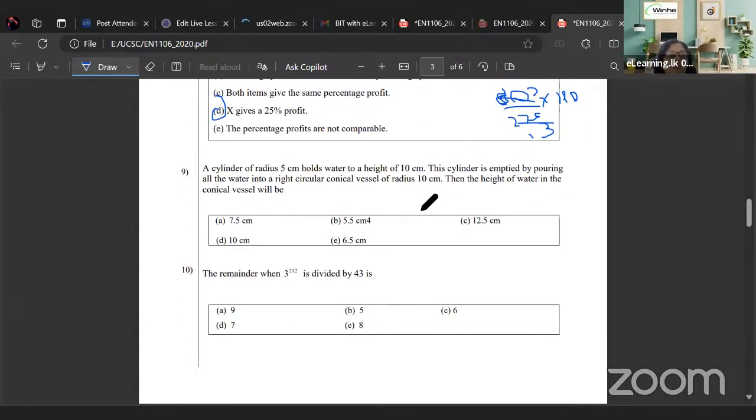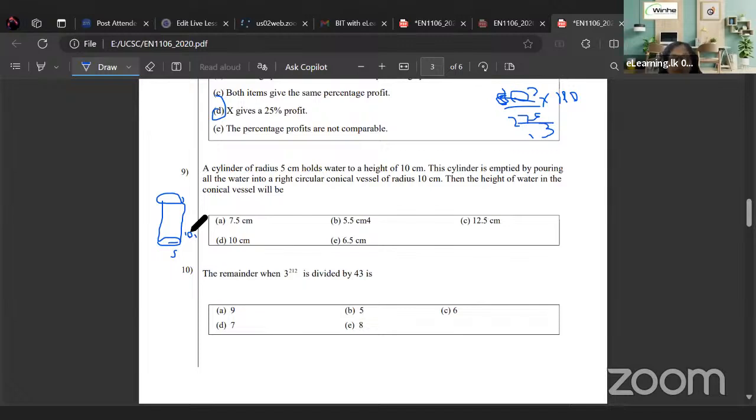A cylinder of radius 5 cm holds water to height 6 centimeters. A cylinder is given. Right? Radius is 5. Height is 10 centimeters. So water is filled. This cylinder is emptied by pouring all the water into a right circular conical vessel of radius 10 centimeters. Then the height of the water in the conical vessel will be.